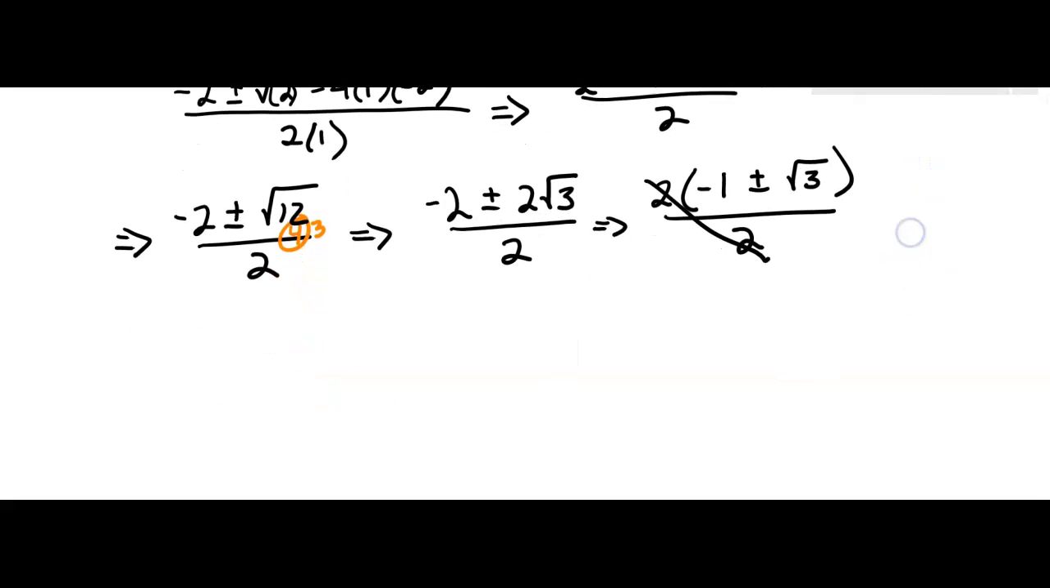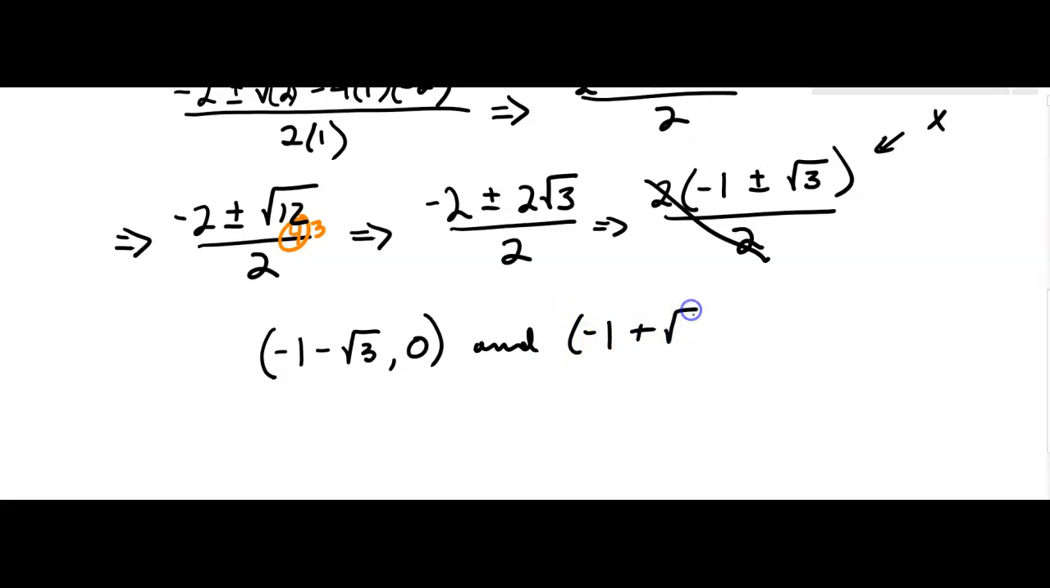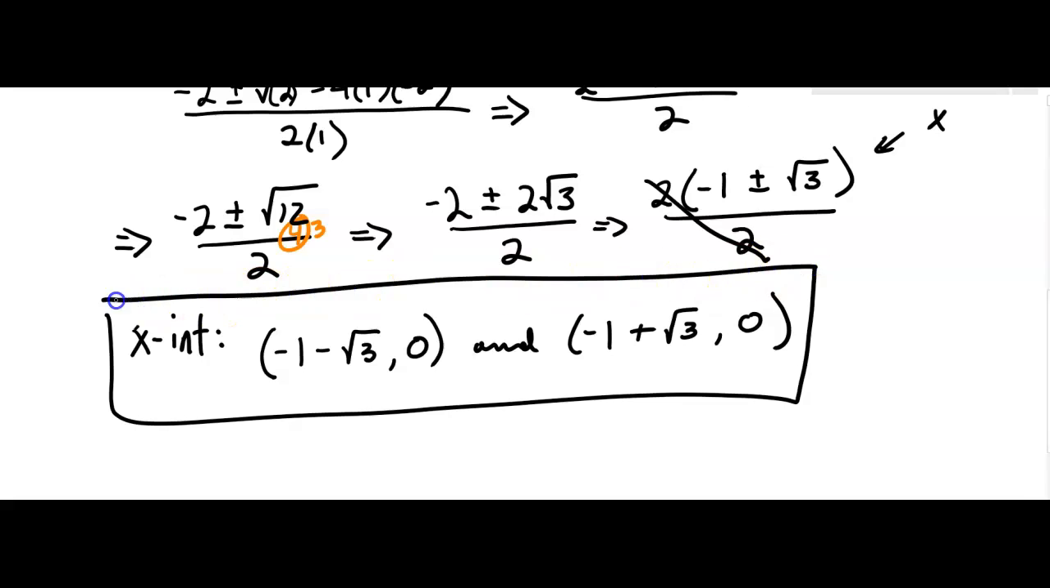Remember, you're solving for x, so we're saying x equals that. And we're going to write them as the x-intercepts, ordered pairs, negative 1 minus the square root of 3, comma 0, and negative 1 plus the square root of 3, comma 0. Those then are the x-intercepts, just like we had on the last one. Okay, so if you were thinking, hey, on the last problem, I wanted to use a quadratic formula, you certainly could have. Which way is easier? I don't know.